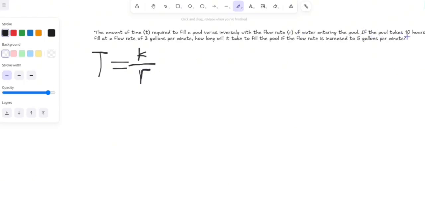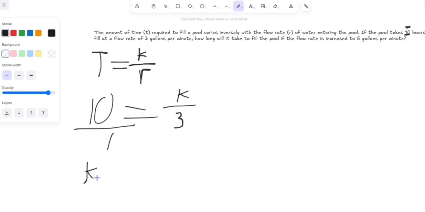So sabi, if the pool takes 10 hours to fill, so ang time natin is 10. Kasi sabi 10 hours, 10 equals k, so ang constant, may nakukuha natin na k, over r, at r ay 3 gallons per minute, yung flow rate. So 3. Ang gagawin natin dito ay cross multiplication. So k times 1 is k, 10 times 3 is 30.